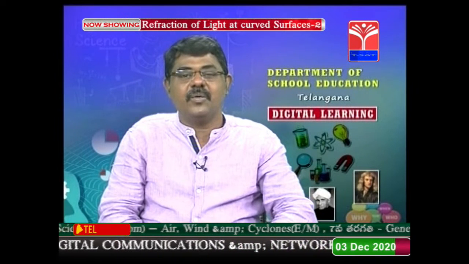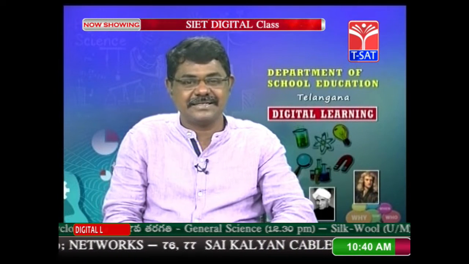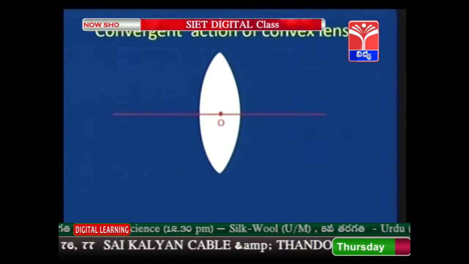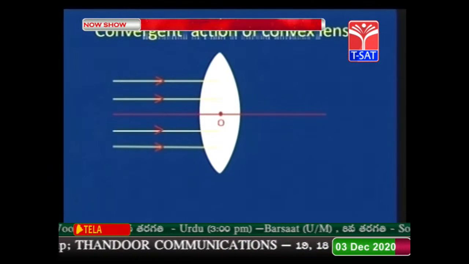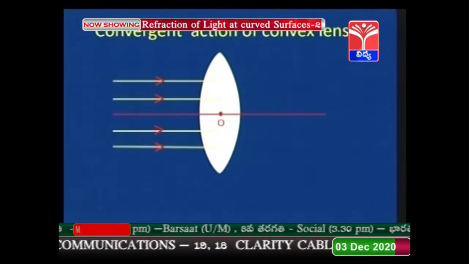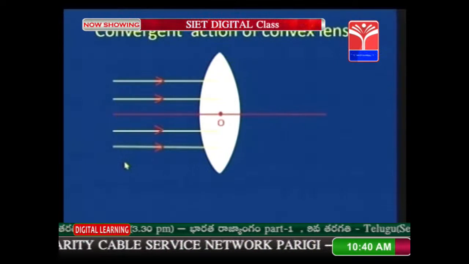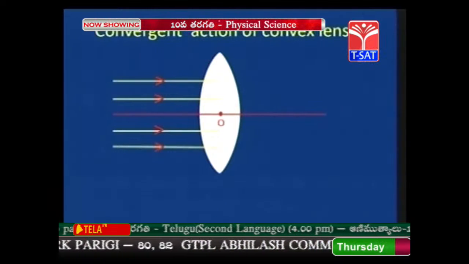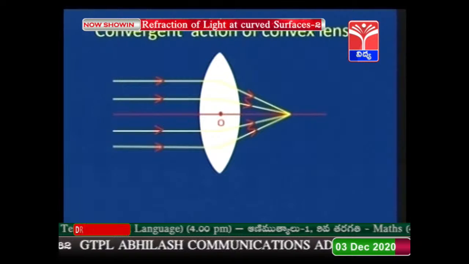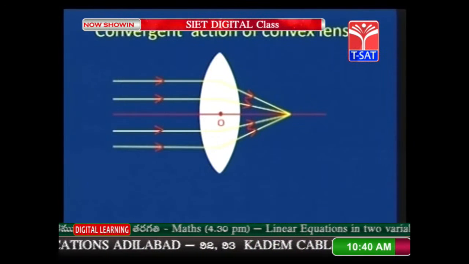Now we are going to see the convergent action of a convex lens. This is a convex lens, and all these light rays are parallel light rays. In that activity, these light rays resemble the light rays coming from sunlight. After refraction, all these light rays are going to focus at one point. So this is the convergent action.